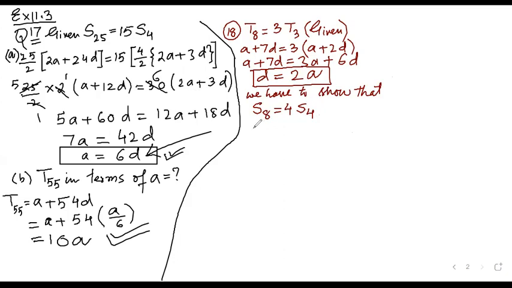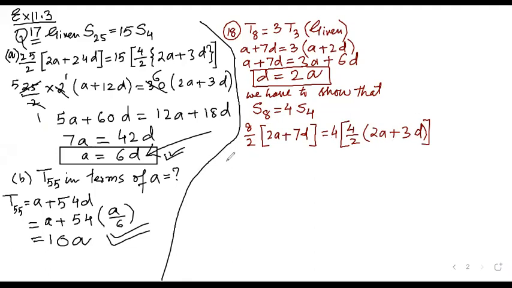Okay, so S8, if you use the Sn formula, n upon 2, means 8 upon 2, times 2a plus n minus 1, means 8 minus 1, 7d, is equal to 4 times S4. S4 means n upon 2, means 4 upon 2, times 2a plus n minus 1, means 4 minus 1, 3d. So this will become 4. That 4 and this 4 will be cancelled.